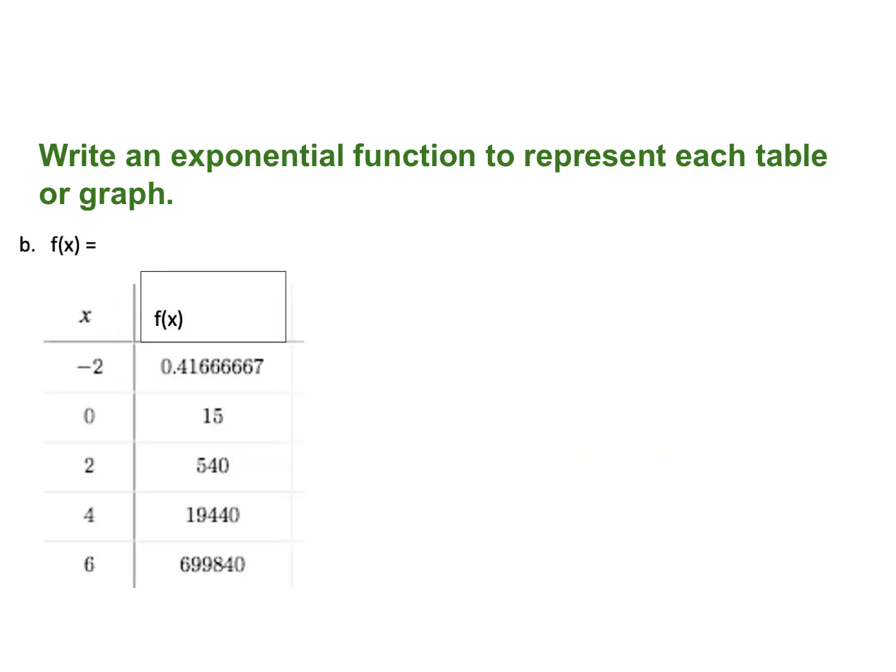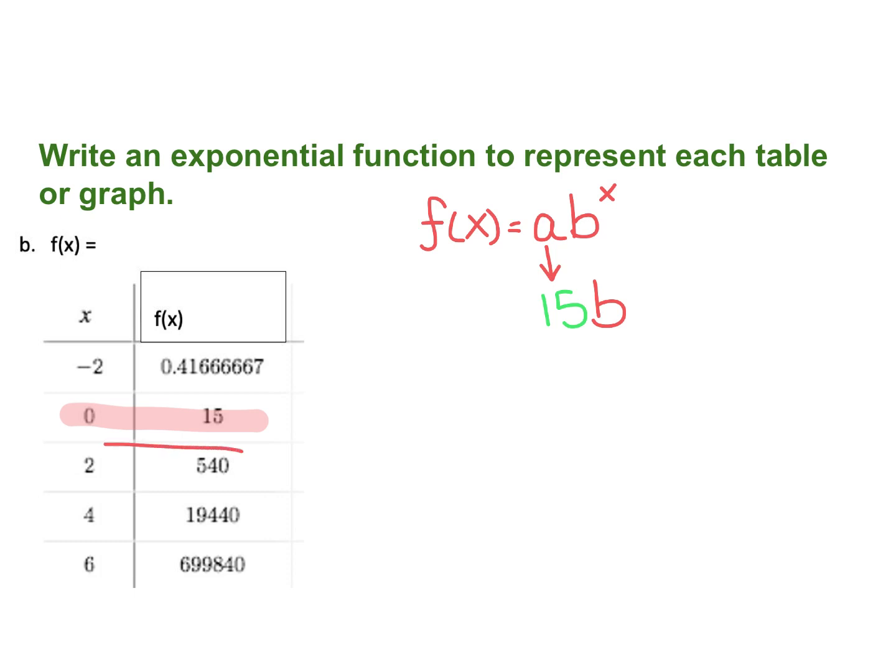Let's try another. So again, I begin by looking for my initial value. I see that it's 15. So I begin by substituting 15 in for a. I don't know b, and I'm going to choose an ordered pair. Now, I would always advise you to choose smaller ordered pairs to make your life easier to solve it algebraically. So I'm going to plug 540 in for y and 2 in for x.